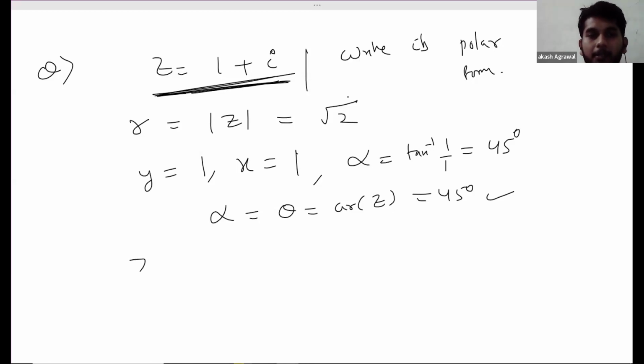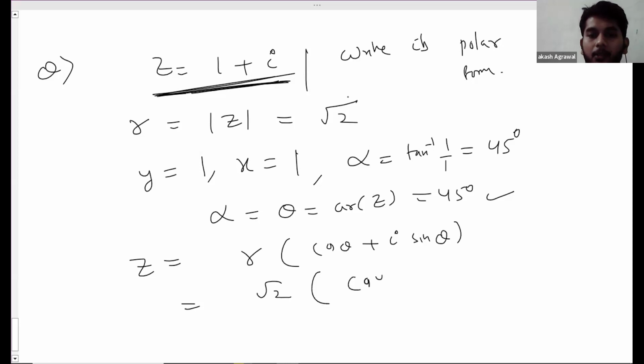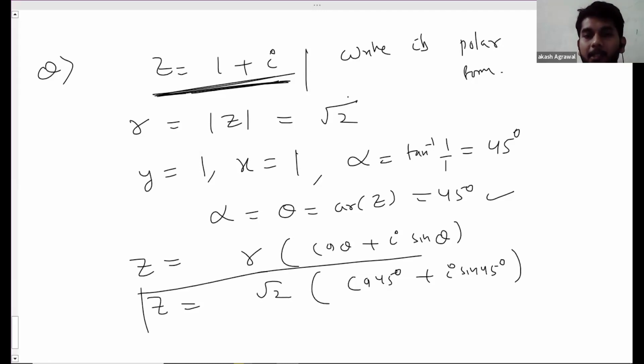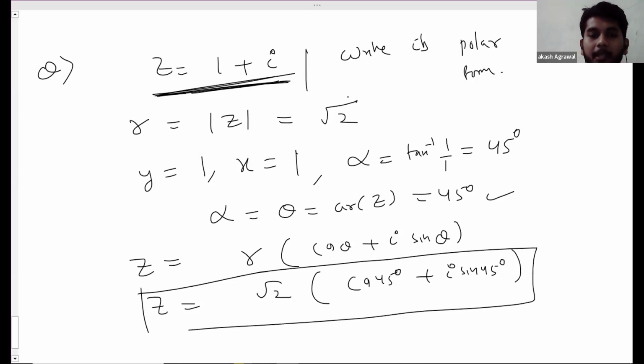So in polar format, z we know this is r cos theta plus I sin theta. Value of r is root 2. Cos theta is cos 45 degree plus I sin 45 degree. This is the answer. Now don't simplify this further, otherwise you will get the same thing again. Okay.